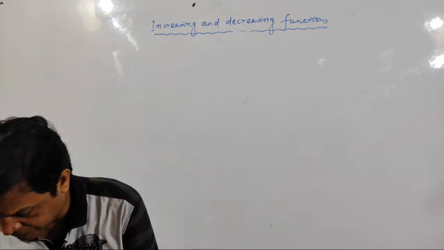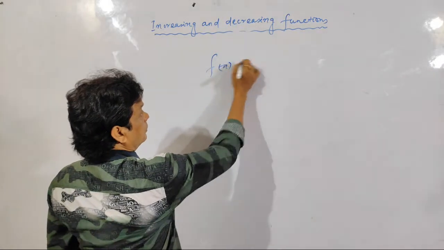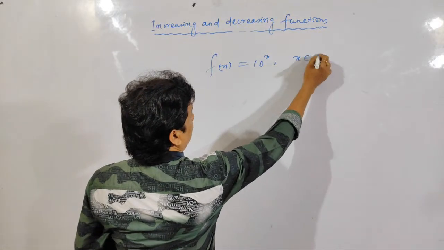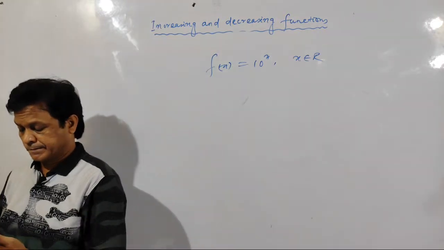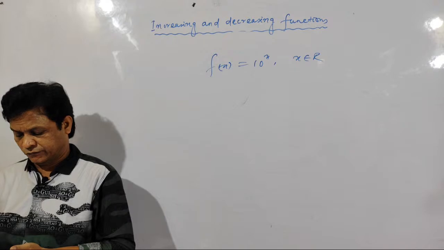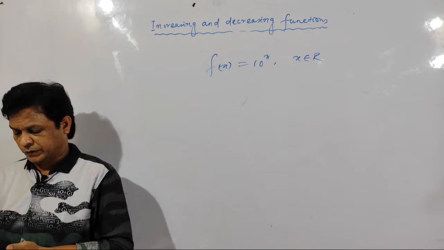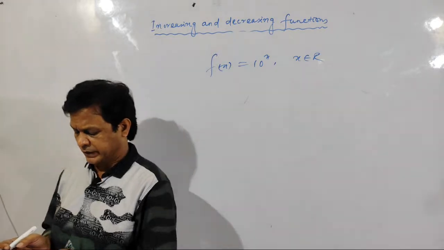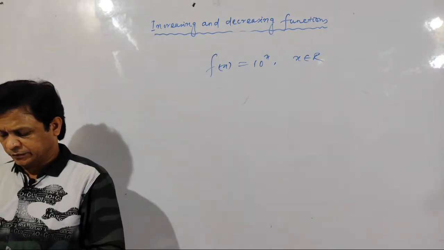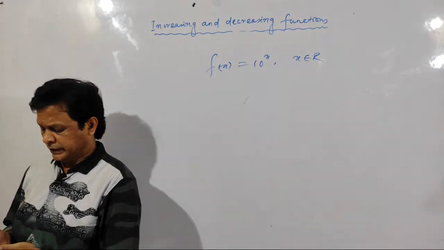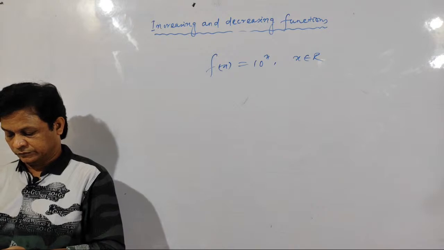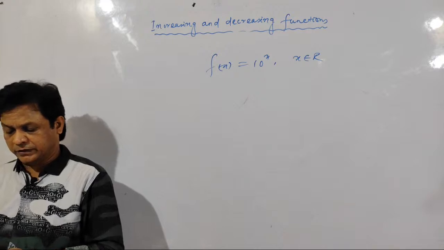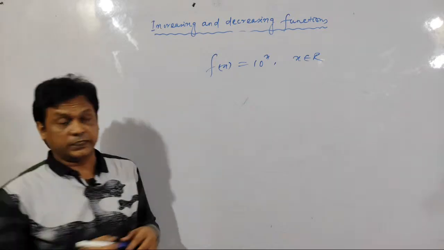The fourth question was f of x is equal to 10 to the power x, x belongs to R. Tell me, what will be the answer? Fourth one is increasing, say Susri Swagatika, Saudamini, Bhavani. Susil Kumar is saying decreasing. Devasita is saying decreasing. Rasmiranjan is saying increasing. That means some are saying increasing, some are saying decreasing. Okay, let us check it.